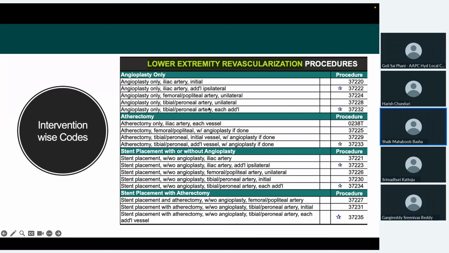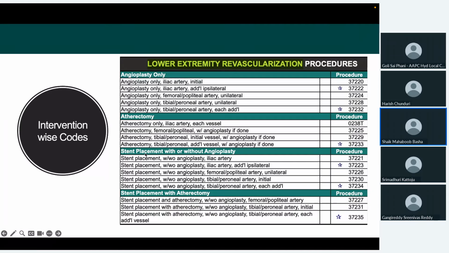For angioplasty in tibial territory, we do have two codes, 37228 and 37232. One is for the primary vessel, the second one is an add-on code. Same way for atherectomy: for iliac territory, here we can see the category code 0238T. Then for the femoral artery, we have 37225. For tibioperoneal, we have two codes, one primary, one add-on, 37229 and 37233.